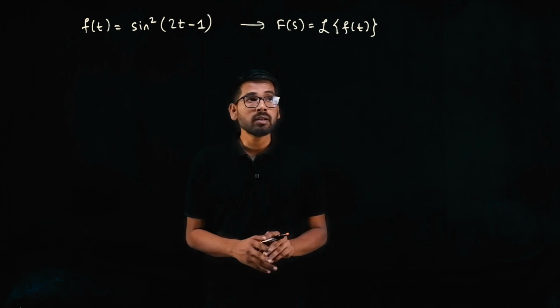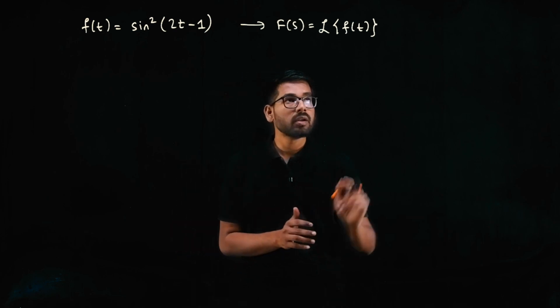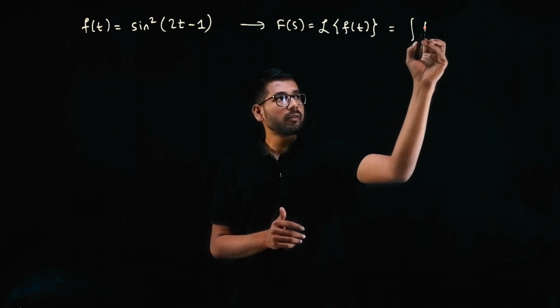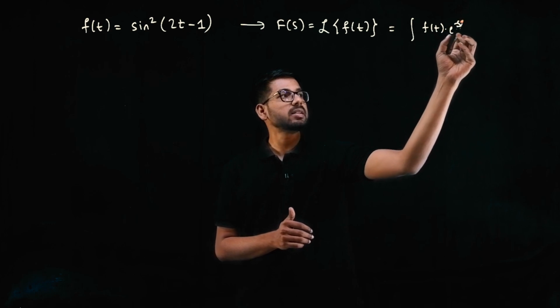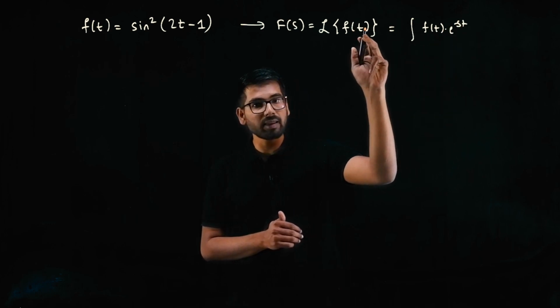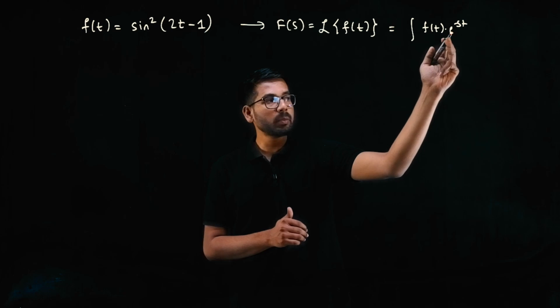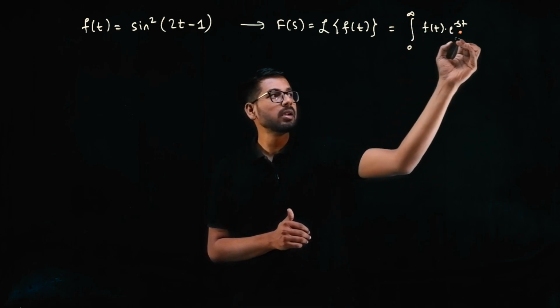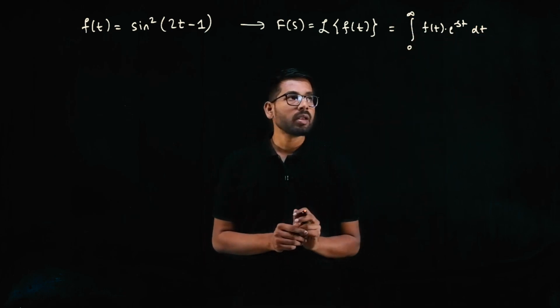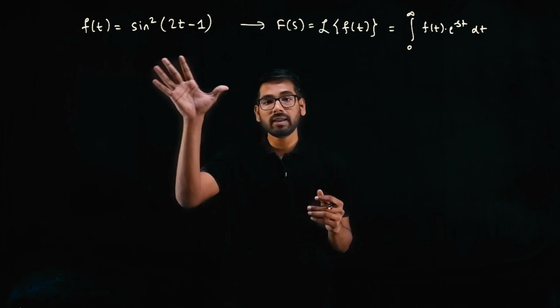So whatever the function is given, what is the definition of Laplace transform? It is an integral of f of t into e power minus st. So whatever function we are trying to find the Laplace transform of, multiply that by e power minus st, and integrate from 0 to infinity with respect to t. But we don't actually need to integrate anything here.